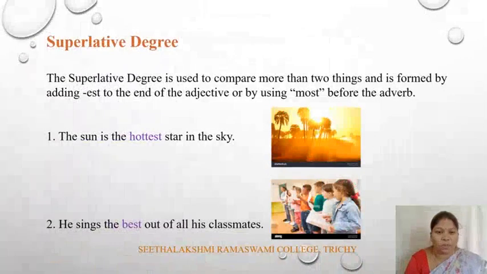Superlative degree. The superlative degree is used to compare more than two things and is formed by adding est to the end of the adjective or by using most before the adverb. Yes, this compares more than two things to show which has the least or greatest degree of the quality. Examples. Number one, the sun is the hottest star in the sky. Number two, he sings the best out of all his classmates.